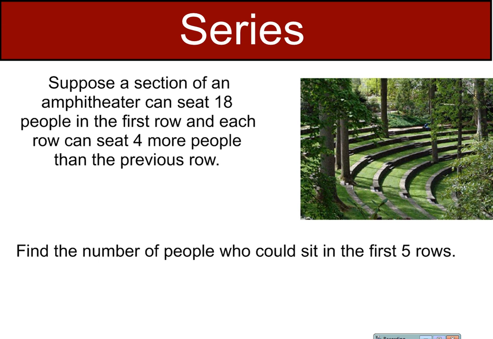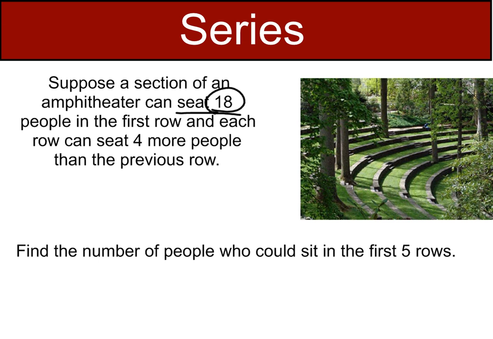In a series, you are adding up all the terms, okay? So on a sequence, you're just trying to figure out what the terms are. In a series, you are adding up a certain number of terms. So we take a look at the problem. The first row can seat 18 people, and each row can seat 4 more people than the previous row. So find the number of people who could sit in the first 5 rows.